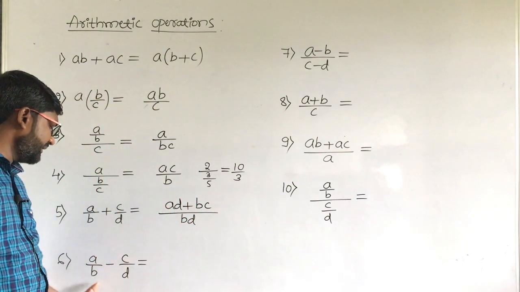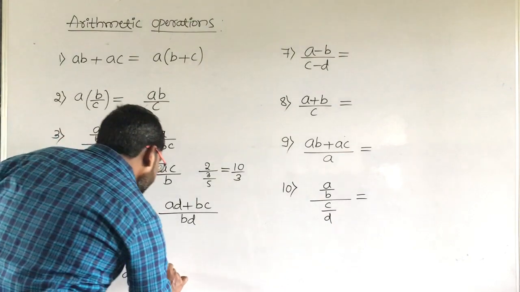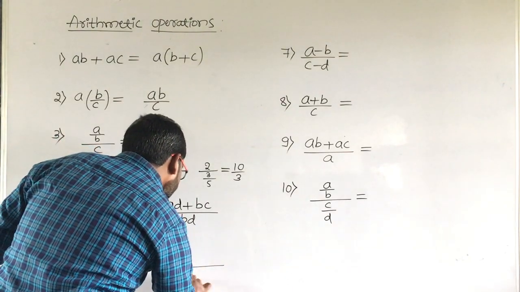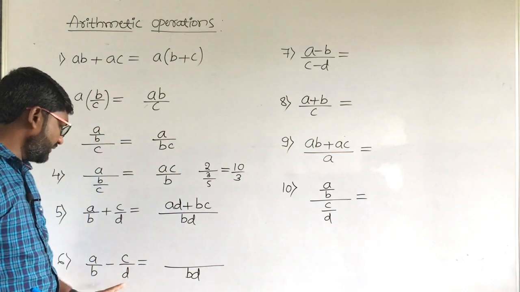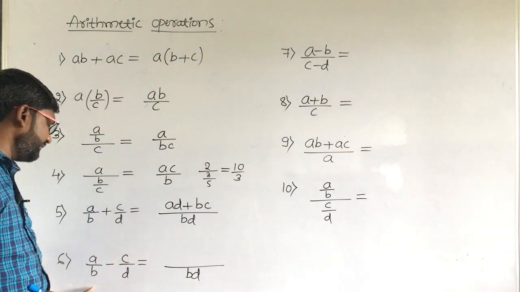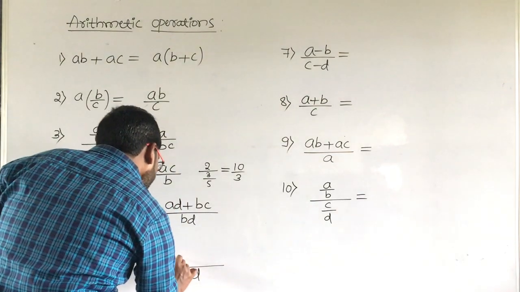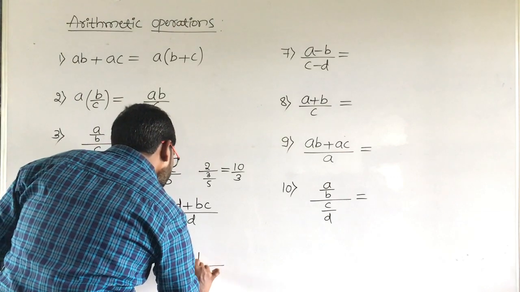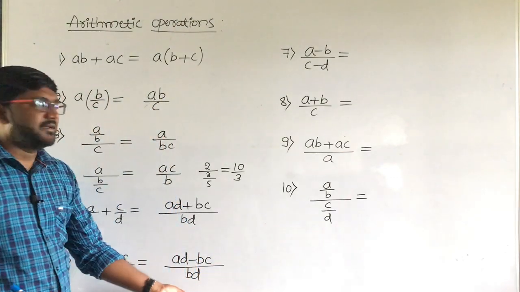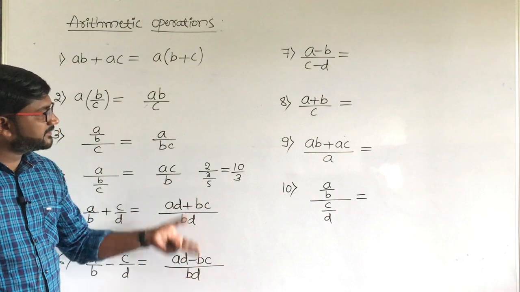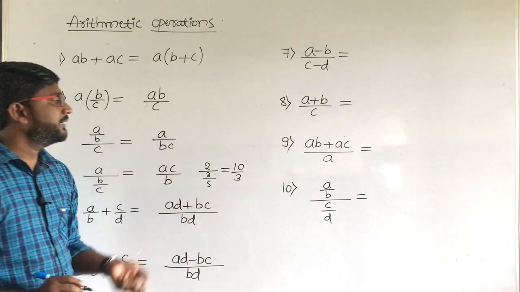Next one it is A by B minus C by D. Again here we have to take up the LCM. LCM will be BD. Now D will be multiplied with A and B will be multiplied with C. We get AD minus BC. So these are the general examples of arithmetic operations.